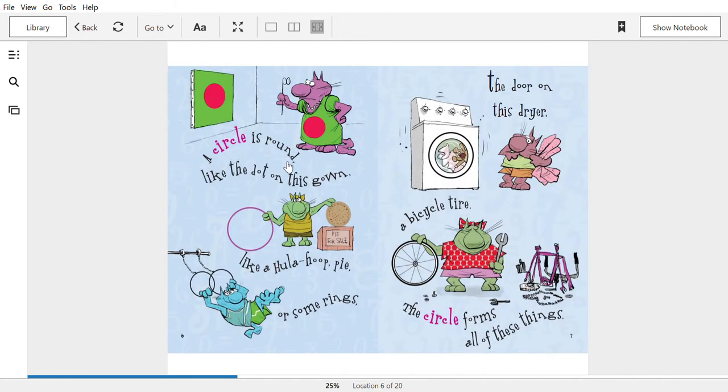A circle is round like the dot on this gown. Like a hula hoop, pie, or some rings. The door on this dryer, a bicycle tire. The circle forms all of these things.